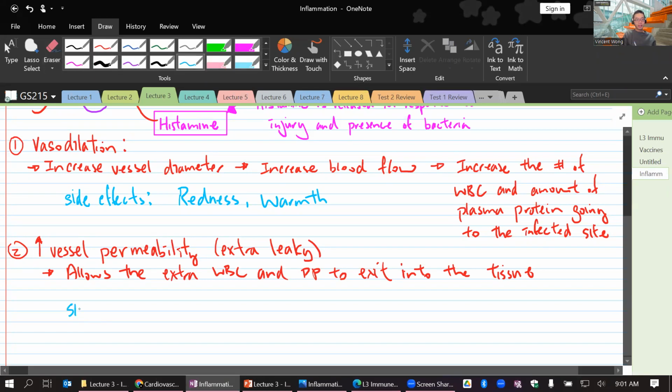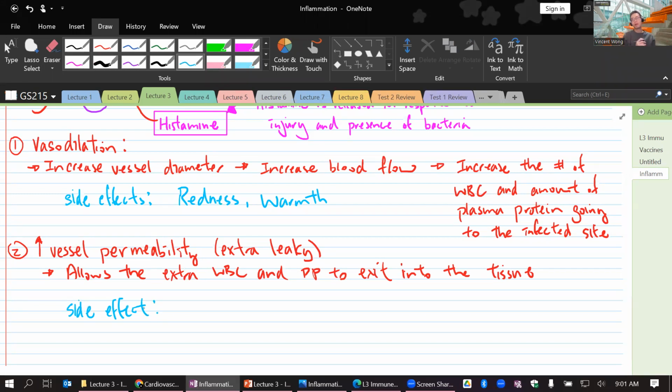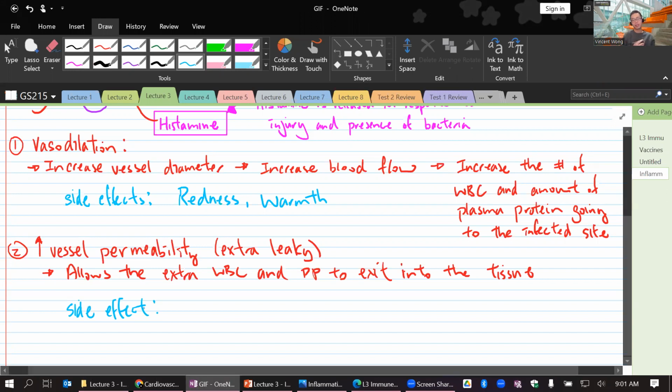Now, the side effect of that is, if you make the capillaries more leaky, then more fluid would come out as well, right? Remember the relationship between blood pressure and osmotic pressure and all that stuff we learned at the beginning. If it's extra leaky, then you have all this fluid leaking out, which could result in swelling. So that's edema. Sorry, swelling. We just say swelling. And all this extra fluid accumulating in tissue will press on the nerve endings, and they will result in pain. Very characteristic type of pain associated with inflammation is the throbbing pain.